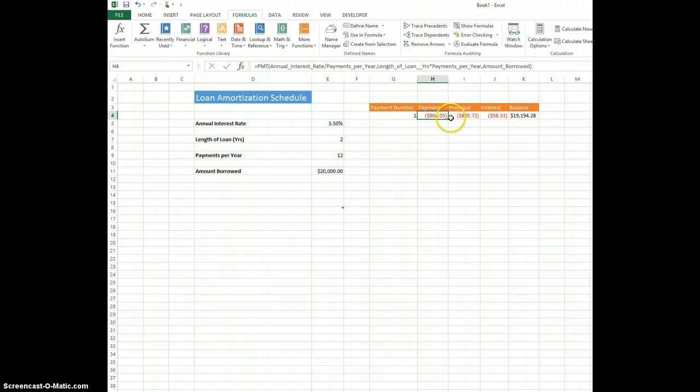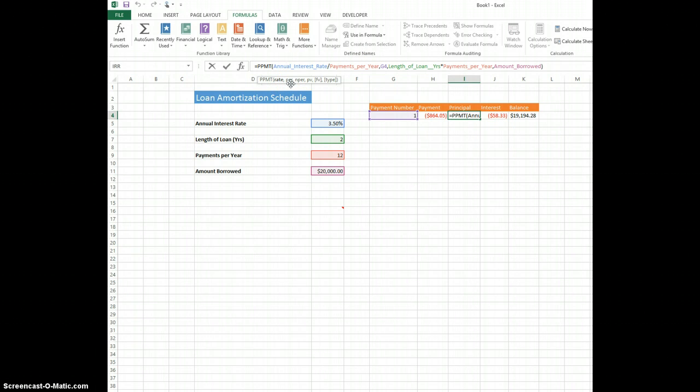To work out the principal, remember the principal is how much of the loan you're actually paying off without the interest. So the payment is made up of the 2 parts, the principal and the interest. So the principal part of it is calculated by using the PPMT, principal payment. That's what it means, okay? And again, it uses the rate, which again is the annual interest rate divided by the number of payments per year.